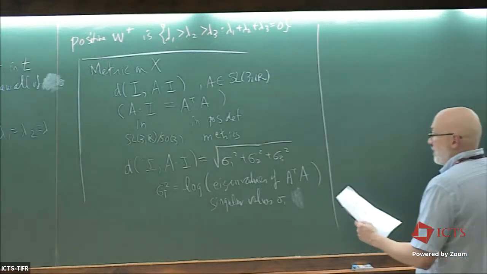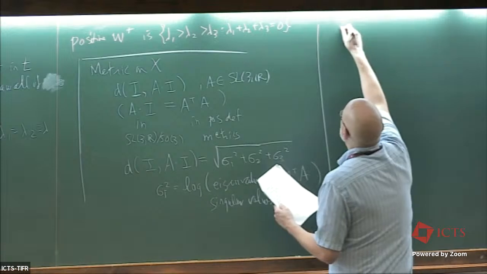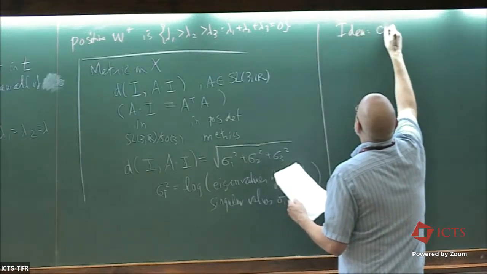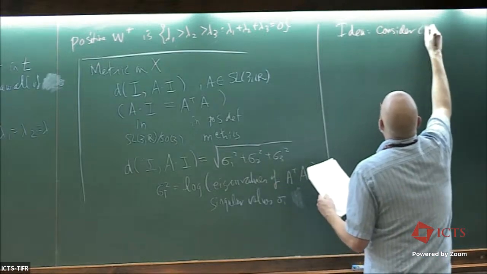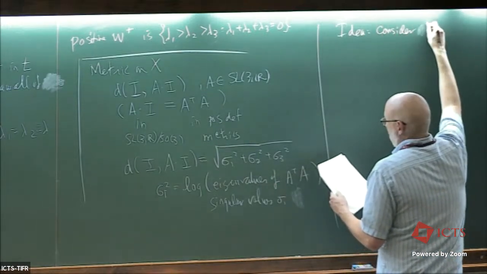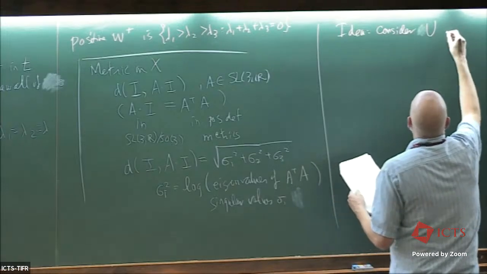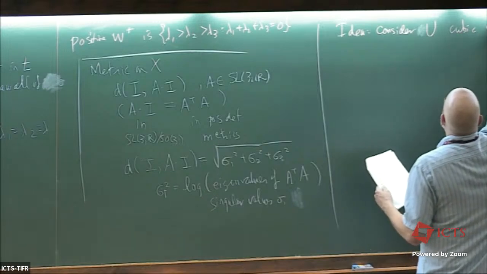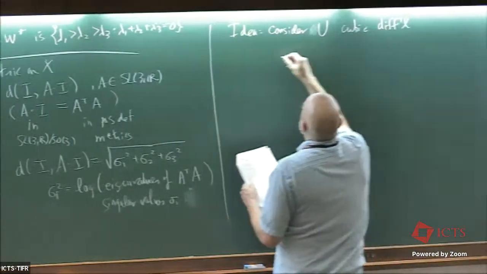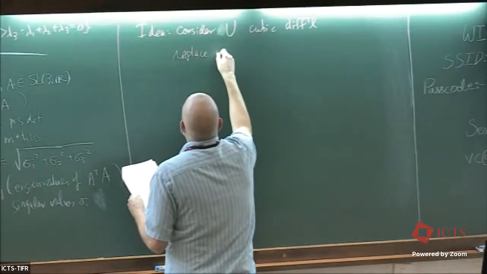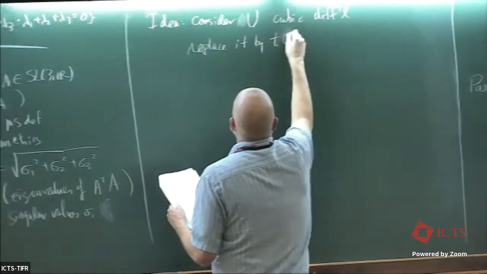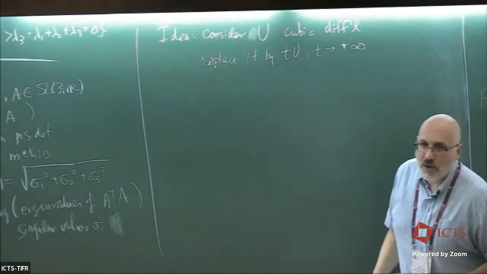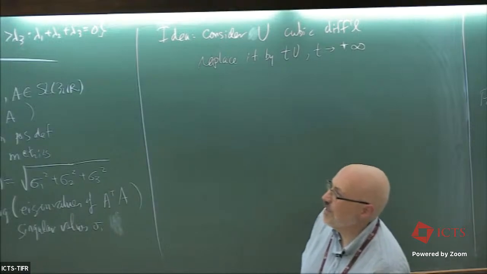And so then what we're going to do, our idea, is to consider U, this cubic differential, which is not identically zero, and replace it by t times u, where t goes to plus infinity. Okay. And so we want to analyze the geometry in this limit.